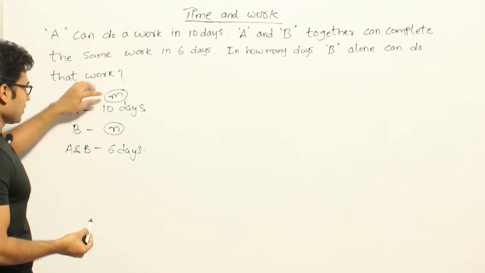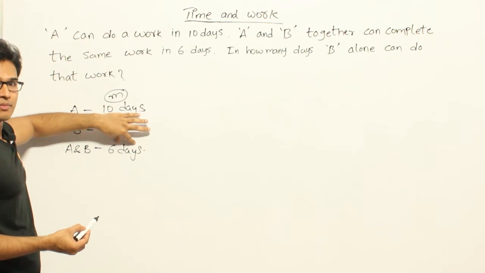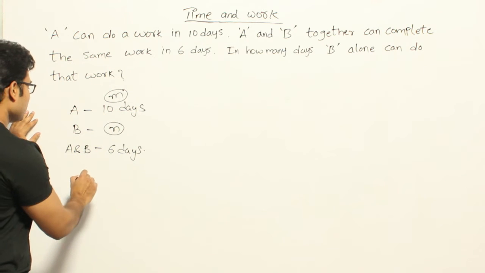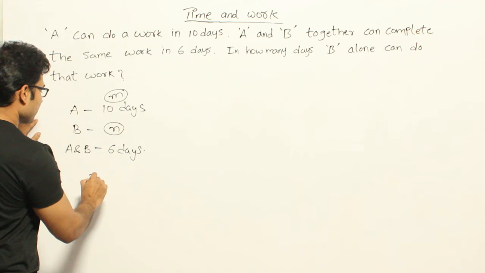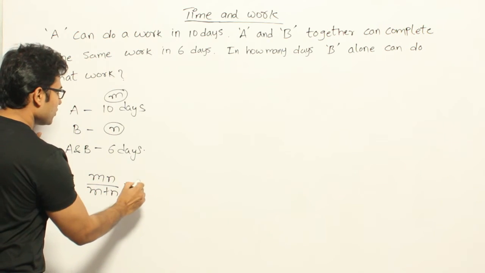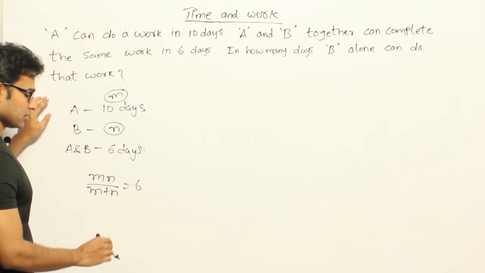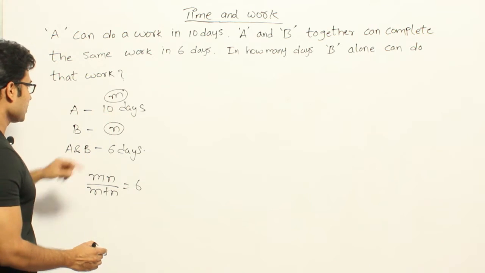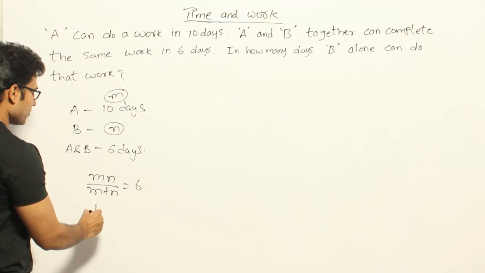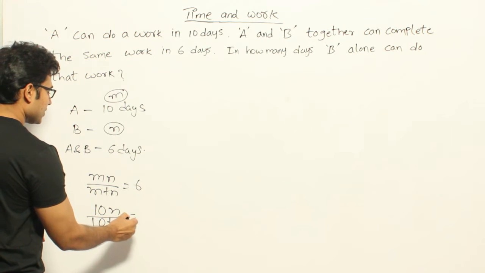Now, if you use this M and N, and try to derive the total number of days required by A and B to finish it together, then you know that it is going to be product by sum, which means M into N by M plus N should be equal to 6 days. This we have already derived. Now in place of M you can substitute 10, therefore it is going to be 10N divided by 10 plus N is equal to 6.